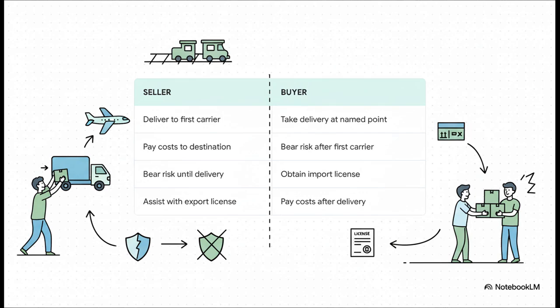So, what if you're not using a ship? Maybe it's by truck or a train. That's where CPT, or carriage paid to, comes in. It's pretty much the all-purpose version of CFR. The seller pays for the ride to the destination, but the risk passes to the buyer as soon as the goods are handed to the very first driver or carrier.